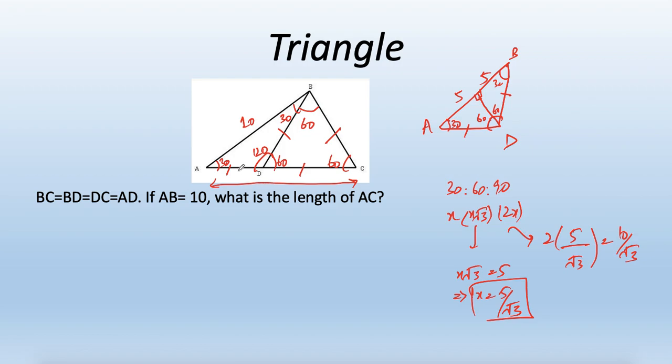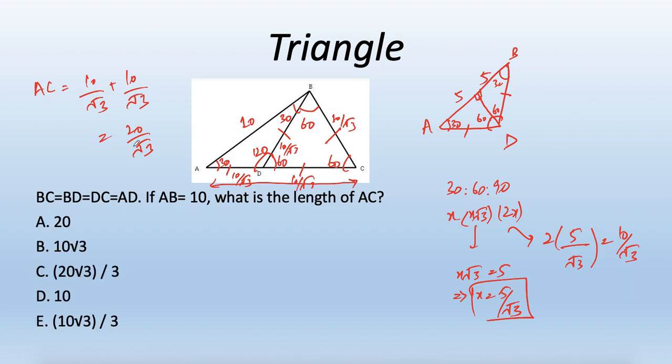So this side is equal to 10 by root 3, and this side is 10 by root 3. So we're asked to find the value of AC. So this AC will be equal to 10 by root 3 plus 10 by root 3, which is 20 by root 3.